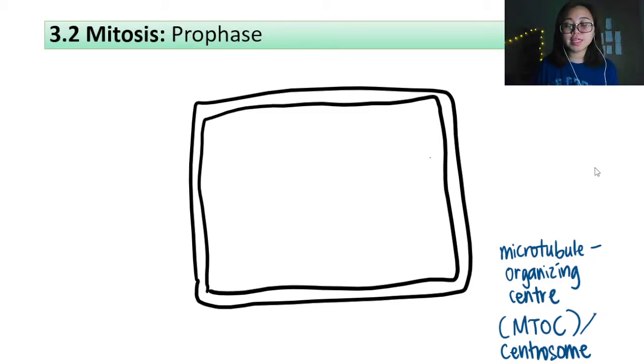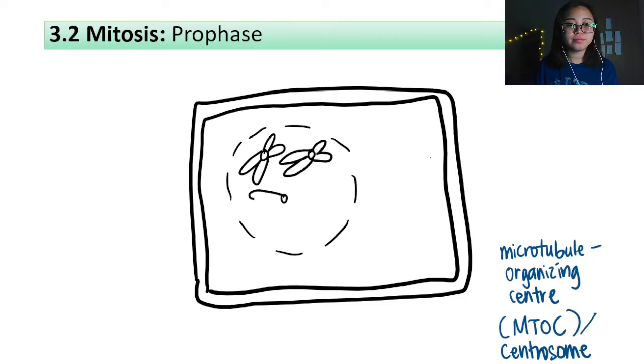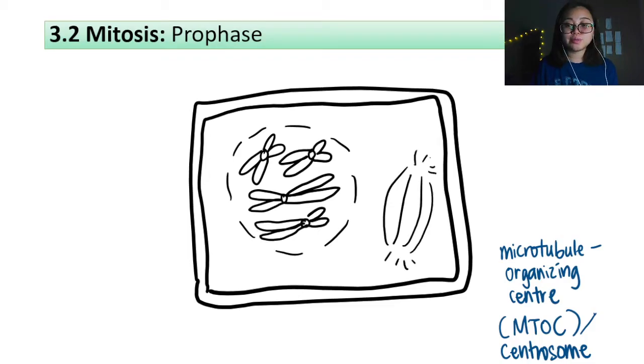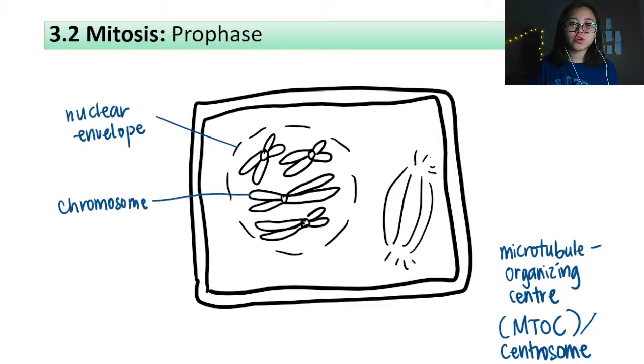Okay, so now I'm drawing the one for plant cell. Ini prophase in plant cell. Prophase in plant cell, I draw the nuclear envelope. I draw the chromosomes. I draw the spindle fibers and the centrosome. I label nuclear envelope, chromosome, microtubule, and microtubule organizing center.